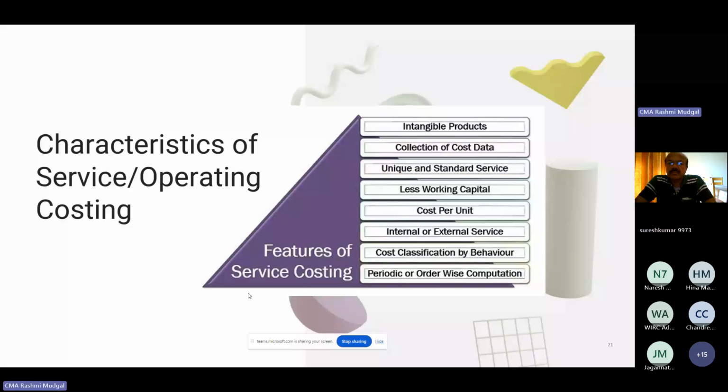Majorly, we can see services like hotel, canteen, hospital, and transportation. These are the major services we look after in service operating costing.